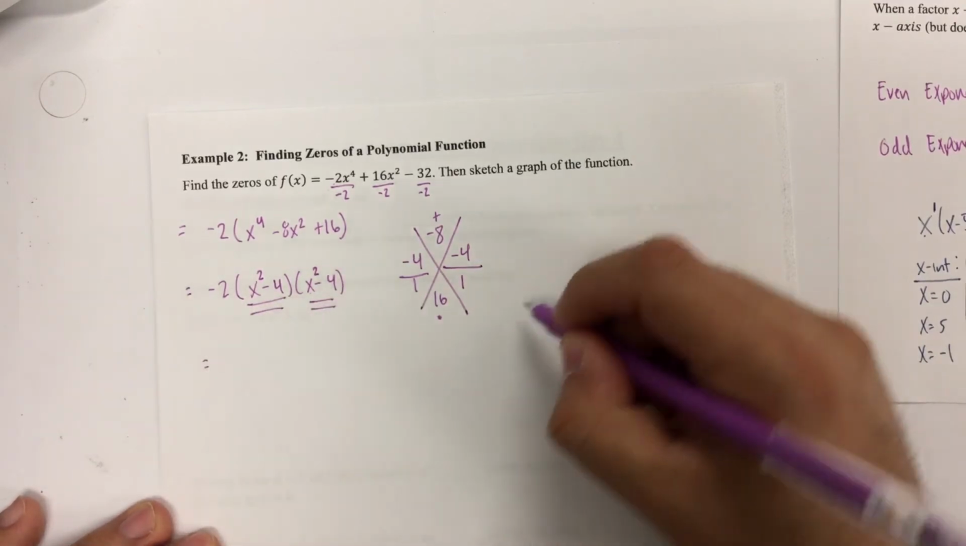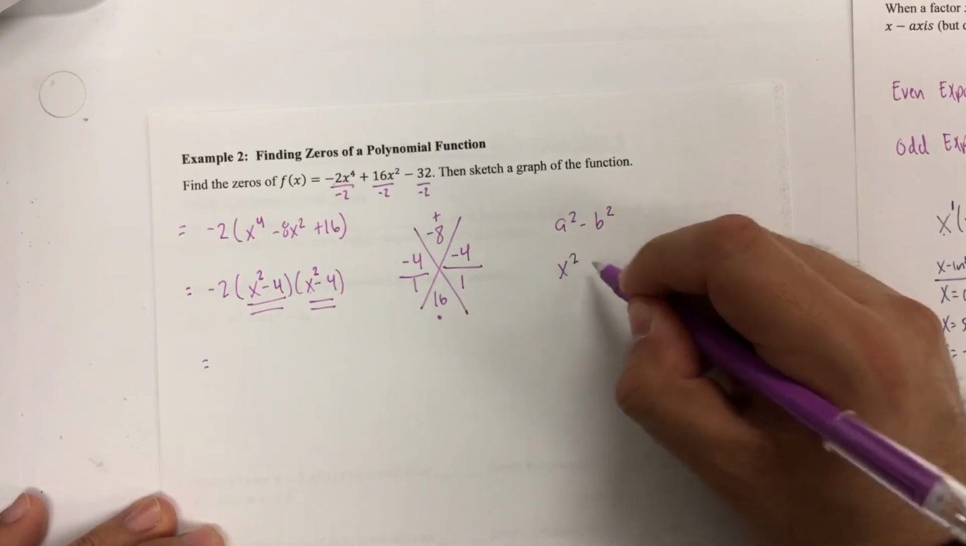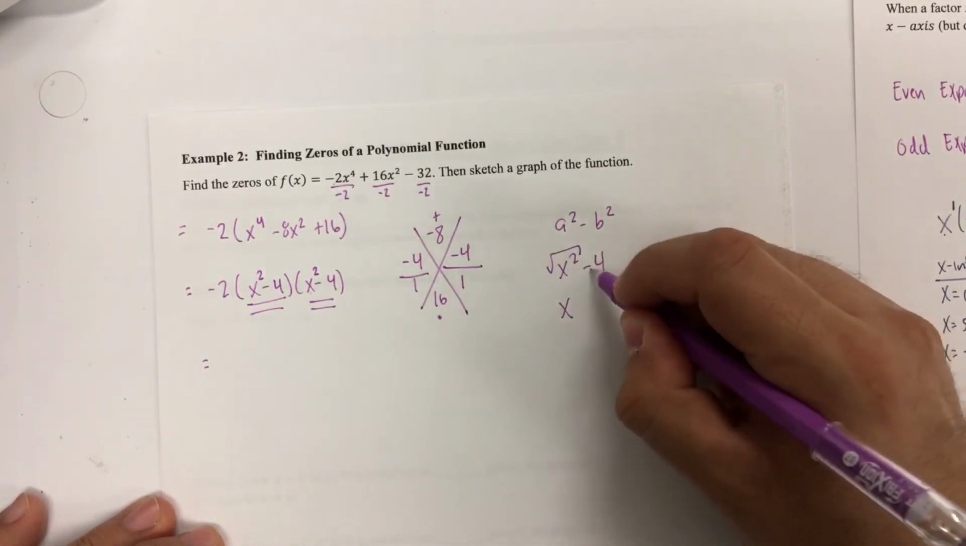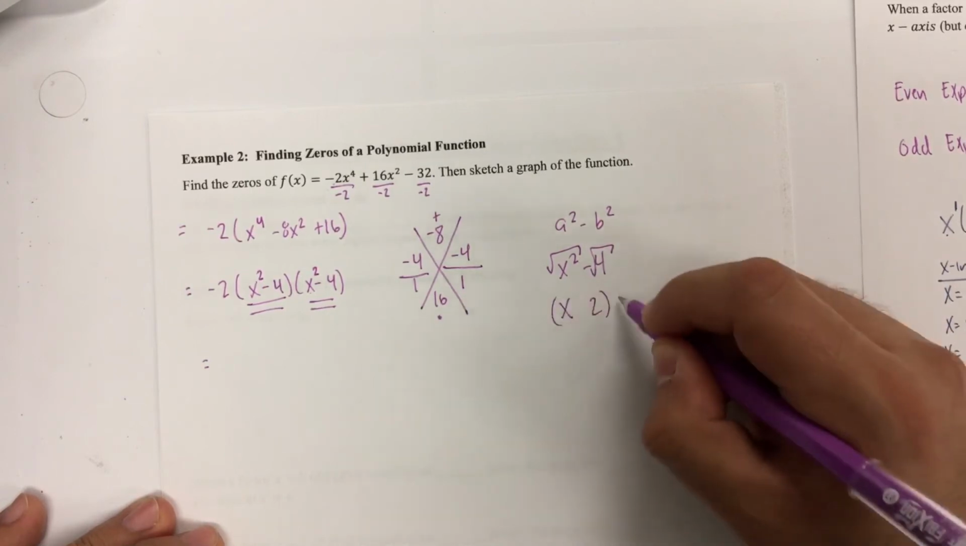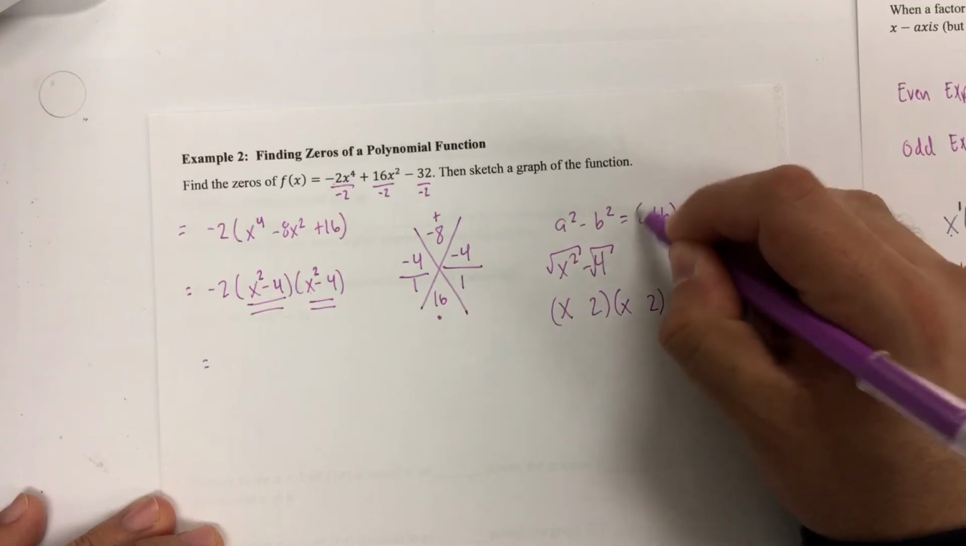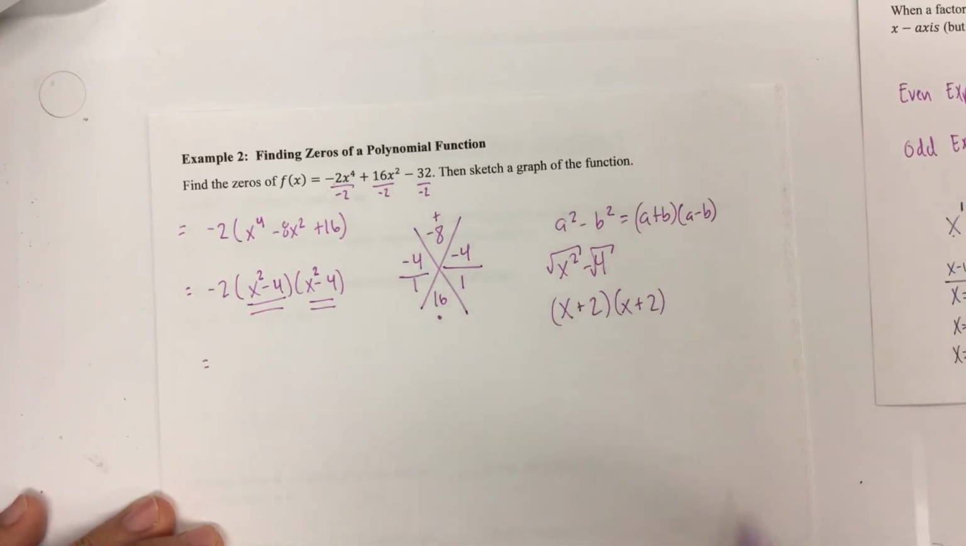So if you recall the formula, a squared minus b squared, let me just work it out over here separately so you can see it. I take the square root of this, which is x, and I take the square root of 4, which is 2. I'm going to write that twice. And like the formula, one is going to be positive and one is going to be negative. So this factors out to that.